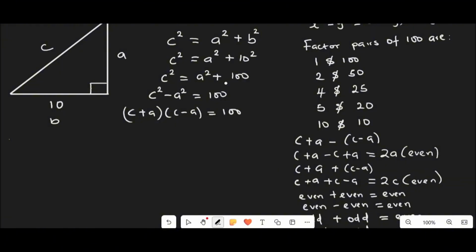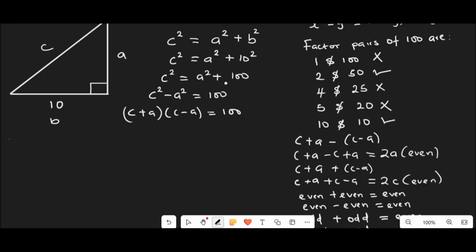So here we cannot use this one because one of them is odd and the second one is even. This one too. We can use this one because both are even. We cannot use this one because 25 is odd and 4 is even. We cannot use this one because 5 is odd and 20 is even. We can also use this one. So let us first use this one for our equation.